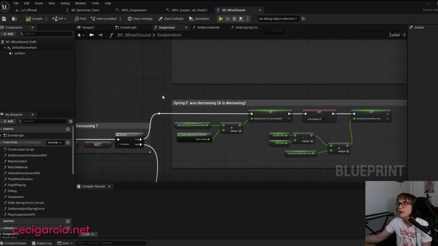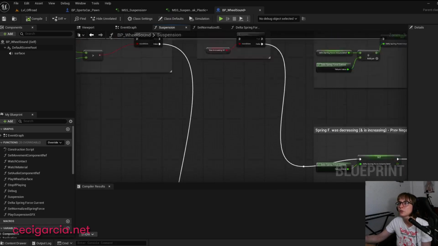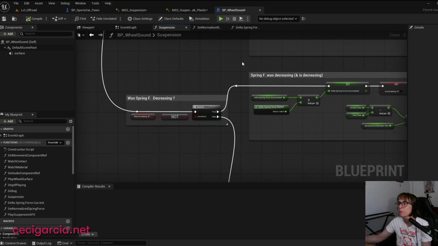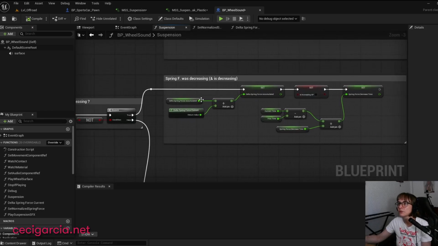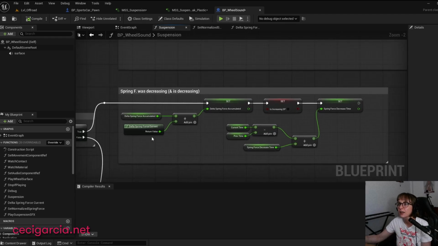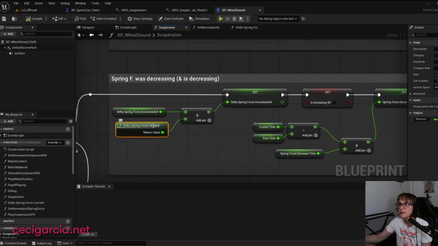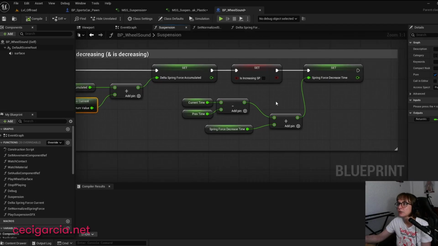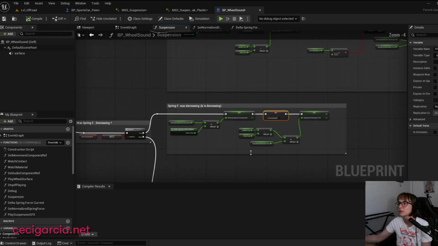And then we have if the spring force is increasing, is decreasing, and was decreasing, like no peaks, still decreasing. I add the delta spring force to the current one, and also set the accumulated time and increase to false.